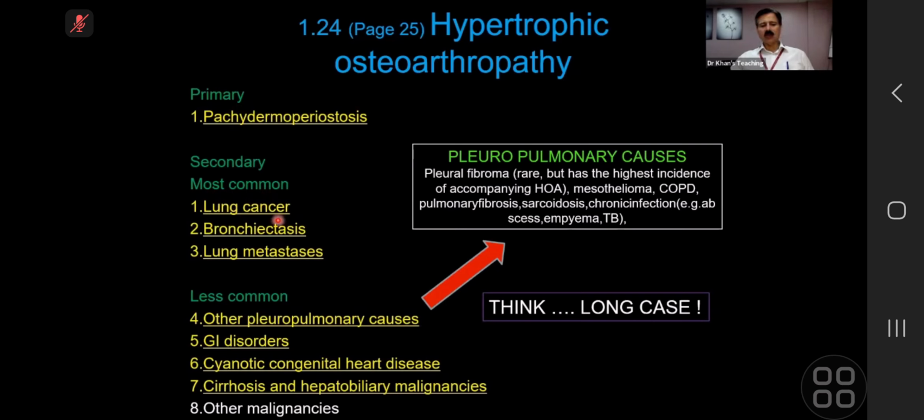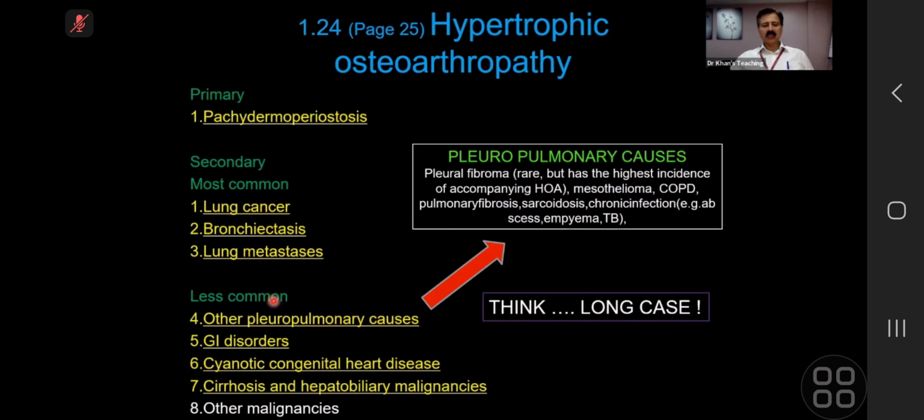With this background, please remember whenever you find this kind of finding, you have to investigate further to rule out the cause. And the top thing is to investigate, do a CT chest, abdomen, and pelvis. That's the answer. I will do a CT chest, abdomen, and pelvis.